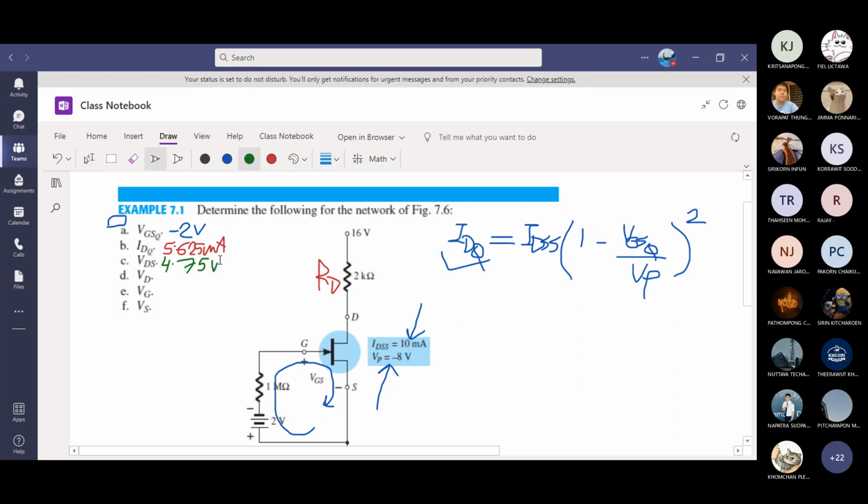Somebody was doing number 4. Waramet was doing number 4. What is VD? VD equal VDS, I think. Yes, correct. In this circuit, VD is the same as VDS. If you take VDD minus IDRD, same value, 4.75.